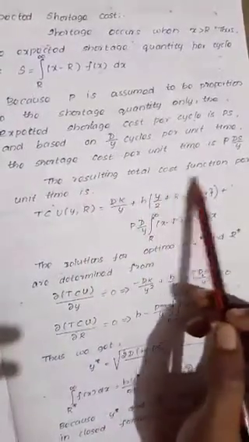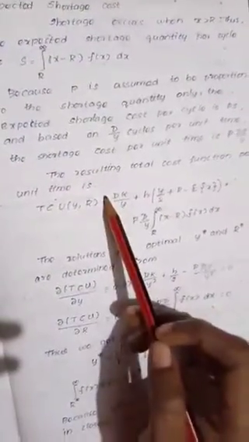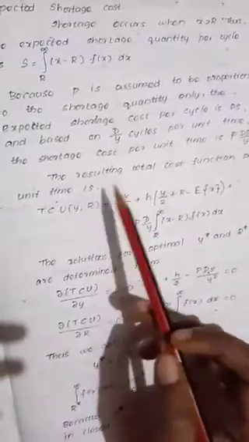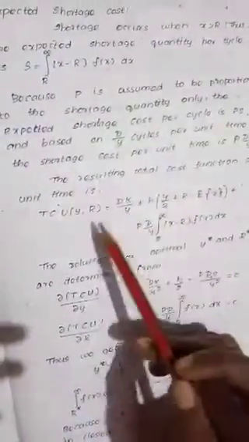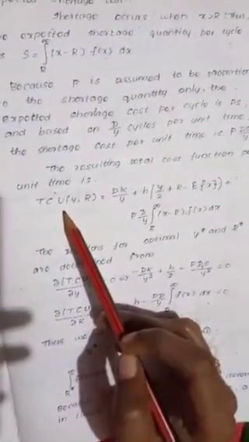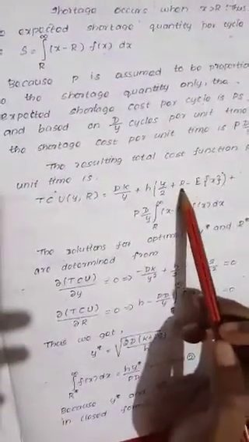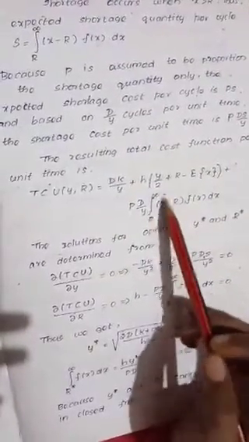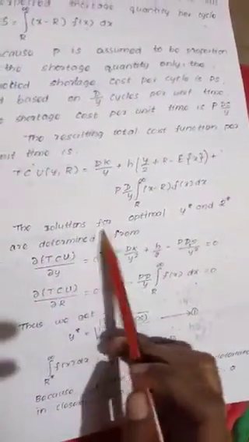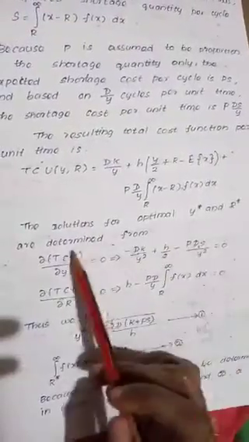The resulting total cost function per unit time is the sum of the three costs: setup cost, holding cost and shortage cost. TCU(y, R) = DK/y + h(y/2 + R − E[x]) + pD/y times the integral from R to infinity of (x − R) f(x) dx. The solutions for optimal y* and R* are determined from this equation.